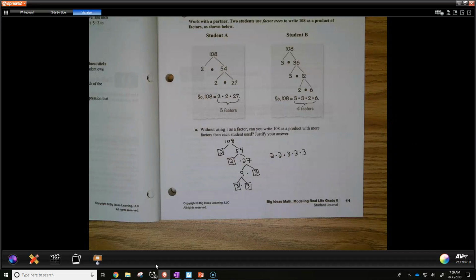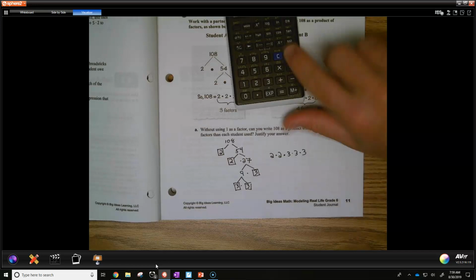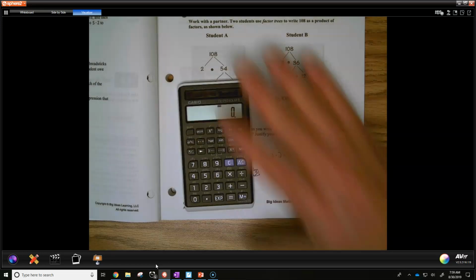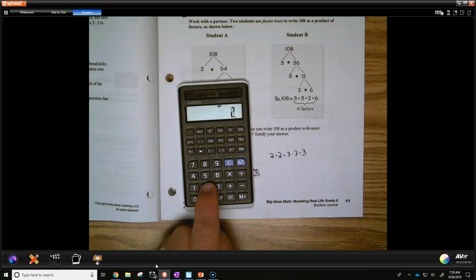What's a factor again? We did this the other day on lesson 1. What's a factor? Marley? Yeah, a number that goes into another number. So, all these numbers, if I was to go ahead, and I'll even use a calculator and show you guys in front here. If I do what Braden did, 2 times 2 times 3 times 3 times 3 equals, we get 108.